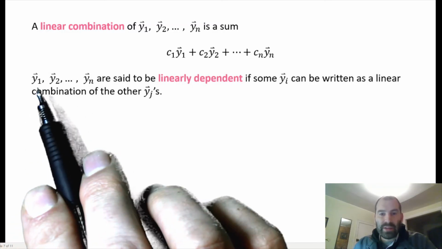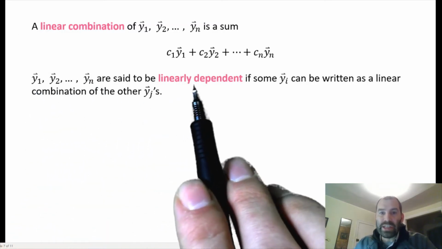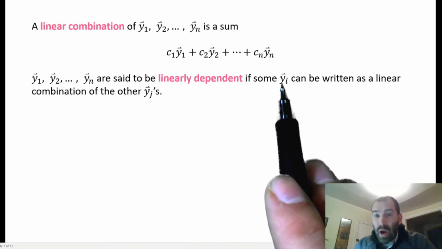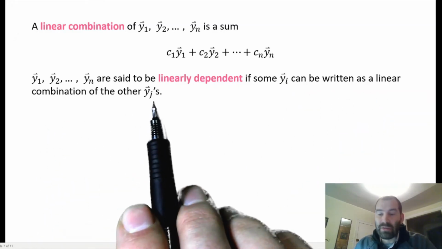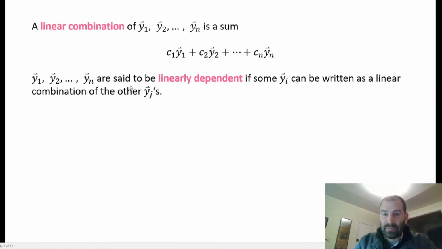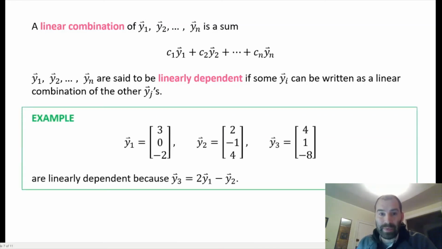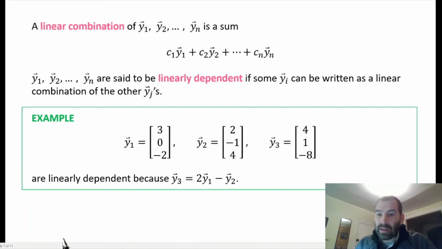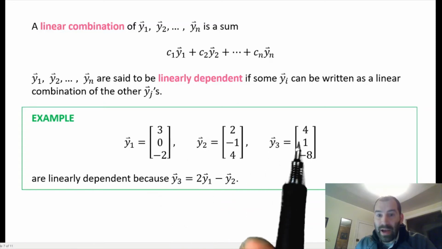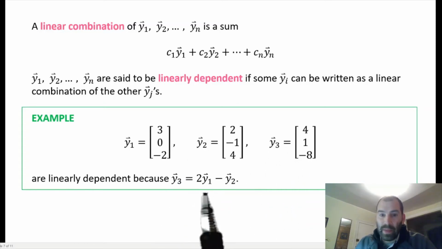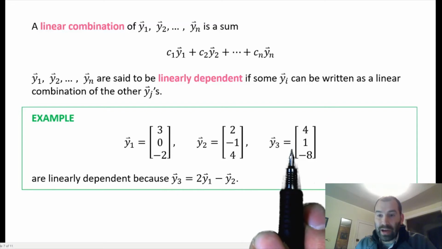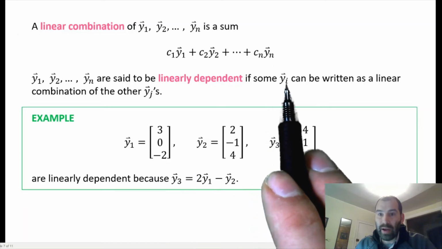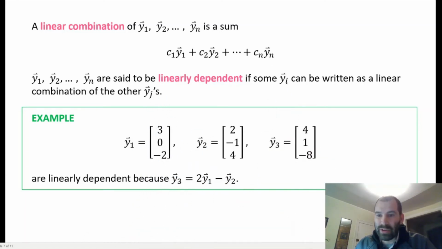So a set of vectors are said to be linearly dependent if some yi, just one, any yi, can be written as a linear combination of the other yj's. So for example, here's a set of vectors. These are linearly dependent. It's not immediately obvious by looking at them, but check this out. y3 can be written as a linear combination of y1 and y2. Right? y3 is my yi, and the yj's are my y1 and y2 in this case.